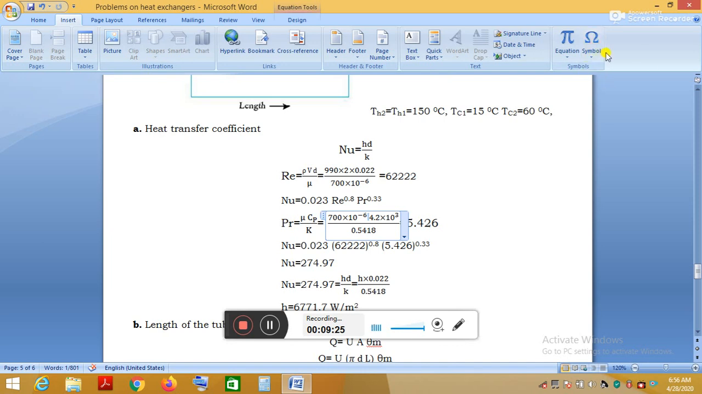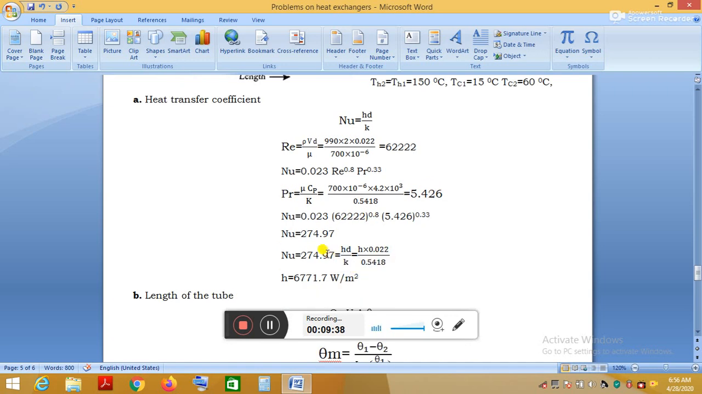By substituting all these values, we can find the Prandtl number, which we got as 5.426. Now substitute this Prandtl number and Reynolds number in the equation of Nusselt number. You will get Nusselt number as 274.97. Using this value of Nusselt number, we can find the heat transfer coefficient value as 6771.7 watt per meter square.